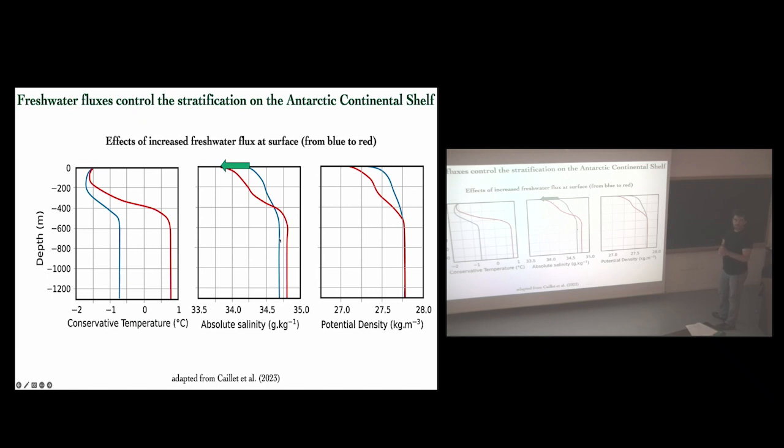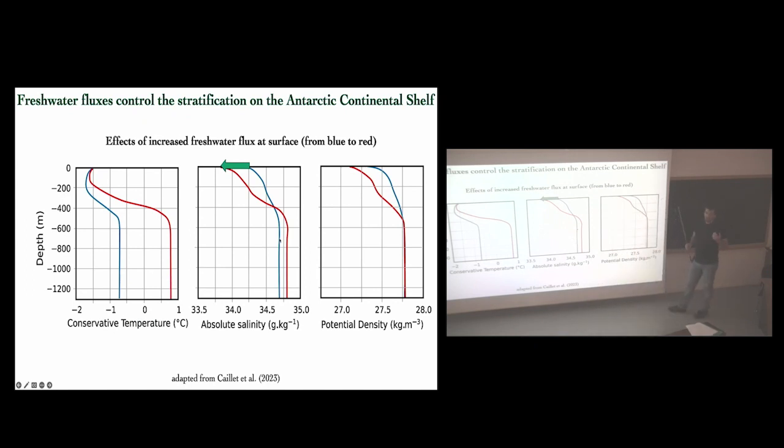So here I just show some temperature and salinity profiles for the Amundsen Sea in different climates. That was adapted from a paper by Justine Caillet. And this is just to illustrate the importance of freshwater for the deep ocean. So let's look at the blue profiles first. You have here temperature, salinity, and potential density. And you have an ocean that is stratified. You have a fresh layer on top of a saltier layer. And the fresher layer is cold, and it's warm at depth.